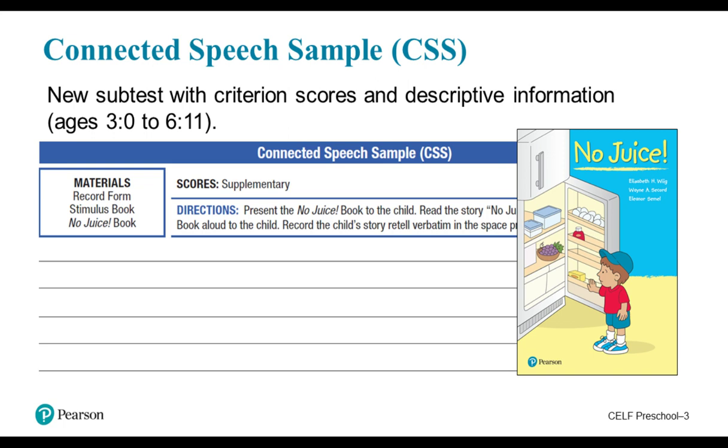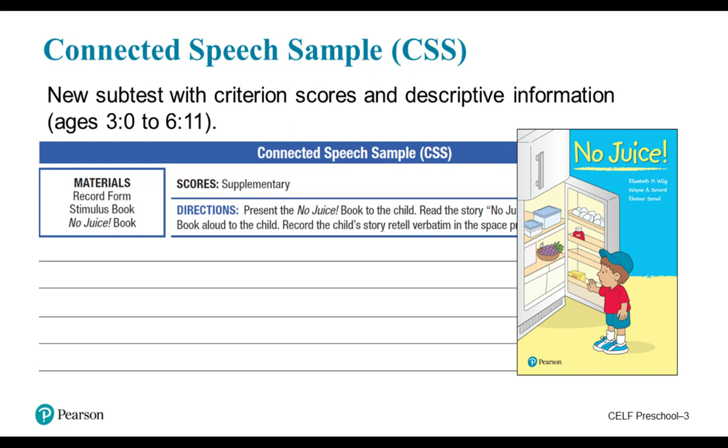You'll be using the record form to write the child's responses, and you'll use those responses to score a number of things on the test. What we're looking at here are elements of macrostructure and microstructure in a narrative production. So you'll be rating story organization, recalling facts and details, story grammar, and language structures used. Macrostructure in a narrative refers to the key components and overall organization of a story. So there'll be a score for the use of story grammar and qualitative descriptions of story organization and recall as part of the connected speech sample analysis.